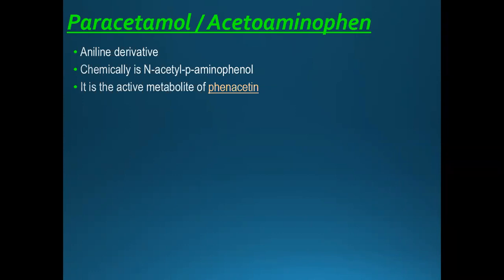And paracetamol is the trade name, meaning the name by which it is used in pharmaceutical factories. They give certain names to the drugs and then they come to the market. What is paracetamol? Actually, it is an aniline derivative, and chemically we call it acetyl p-aminophenol. It is the active metabolite of phenacetin. That's why we call it acetaminophen.